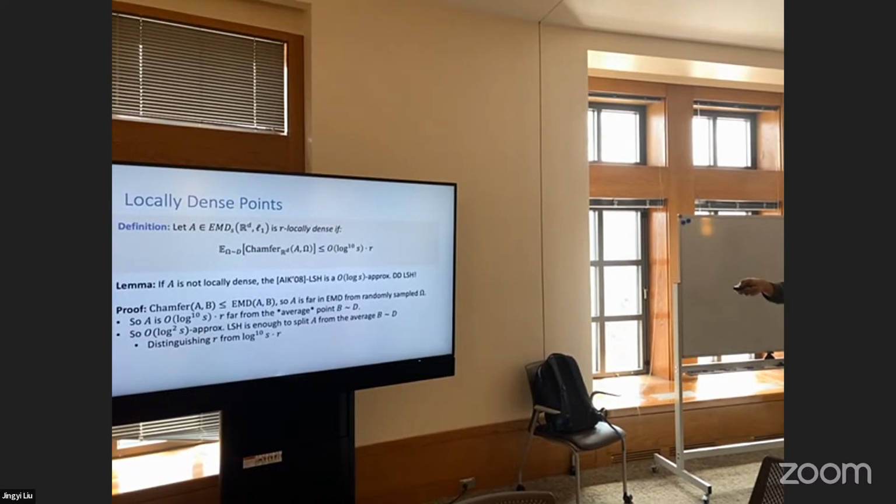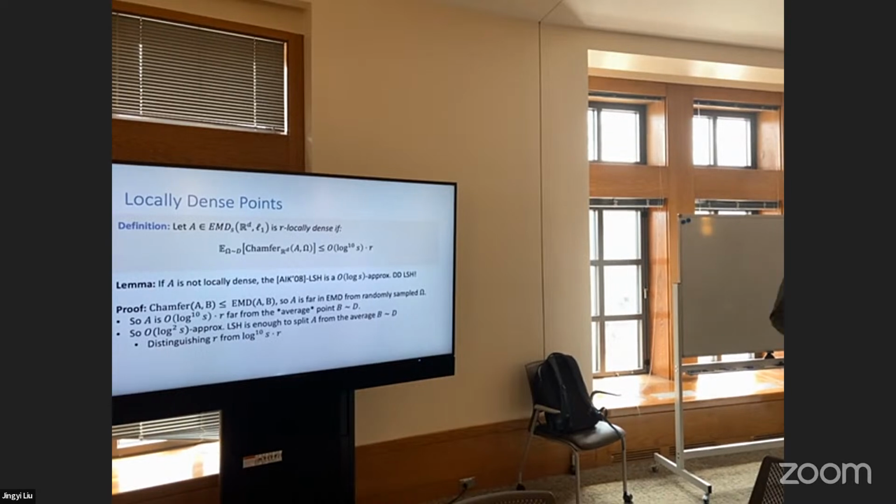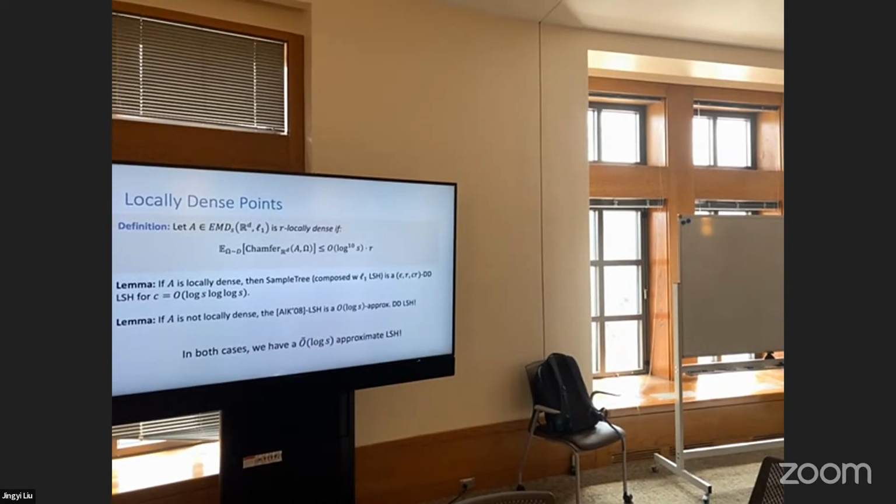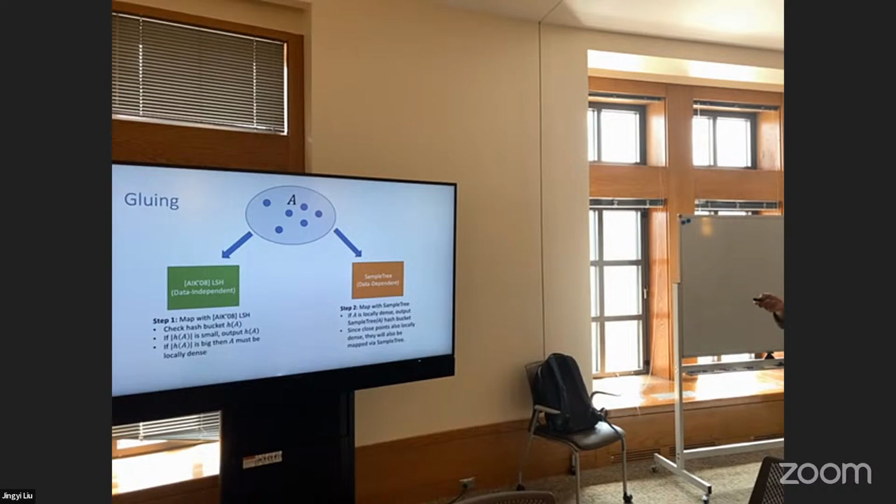And because points that are far are really far on average, I only need this average case splitting from far points. Putting these two things together gives us a log squared S approximation in both cases. And lastly, you have to know which one to output. I won't really go through this because it's not really crucial.